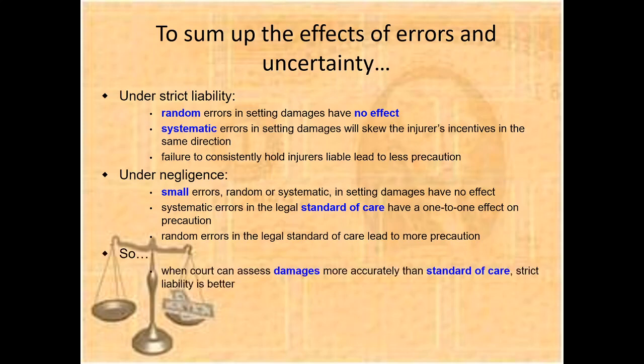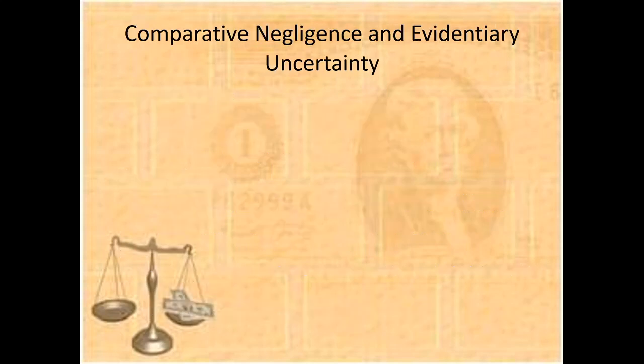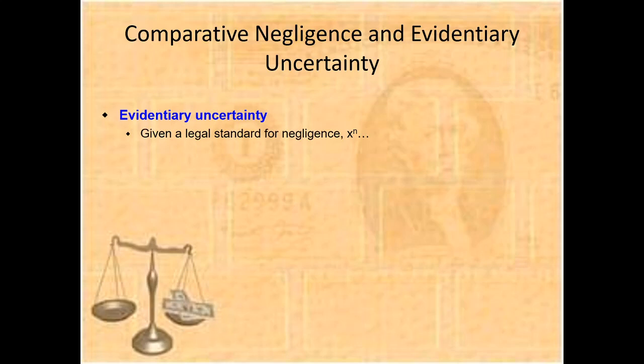So when the court can assess damages more accurately than the standard of care, strict liability is better. When the court can better assess the standard, negligence is the better rule. Therefore, when the standard of care is vague, the court should err on the side of leniency. So this is the understanding from this, and then we have other problems like comparative negligence and evidentiary uncertainty.